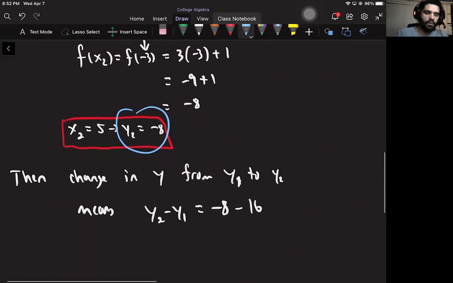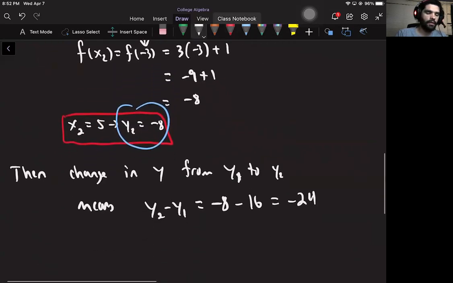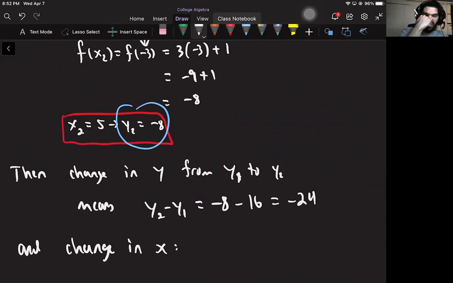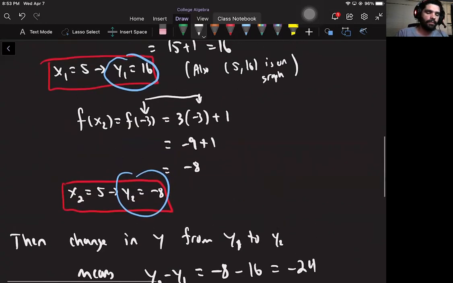So that's the change in y, which I guess would be -24. That's how much the y values are changing from one to the next, aka how far away it is from -8 to 16. And the change in x, very similar idea, you can think of it as, again, from x1 to x2, just how far away it is. You could calculate that by subtraction. So it's x2 minus x1. So in this case, it would be 5.